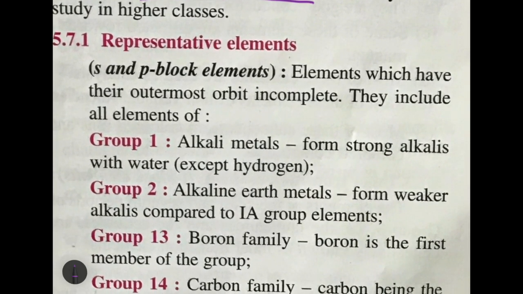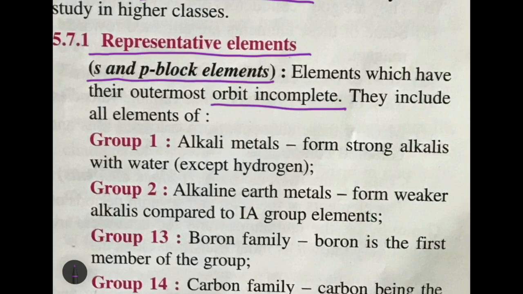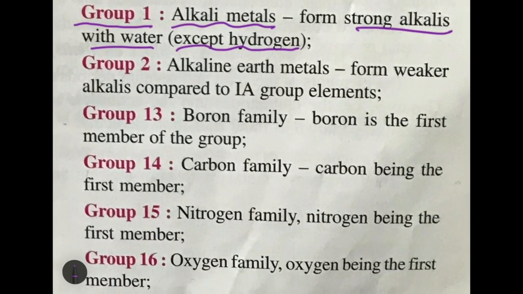Now the first we are going to discuss is the representative elements, that is S and P block elements. Now, as I had already told you, they have their outermost orbit incomplete. So they include the elements of group 1, alkali metals, which form strong alkalis with water. There is an exception, which is hydrogen. Group 2, alkaline earth metals, form weaker alkalis compared to group 1 elements.